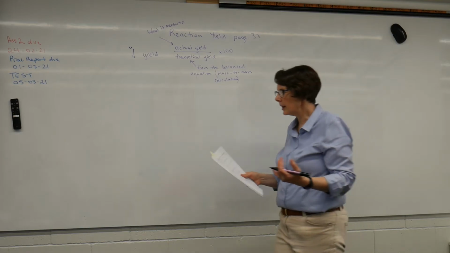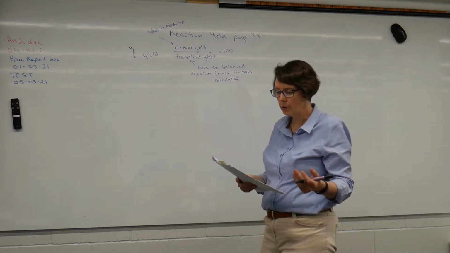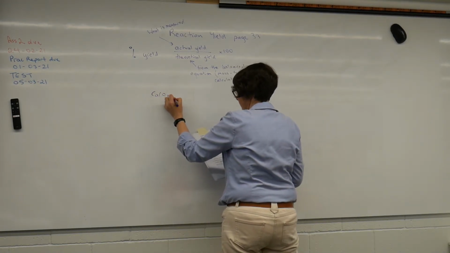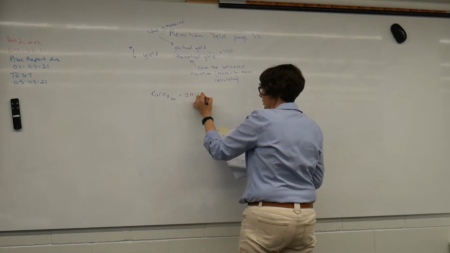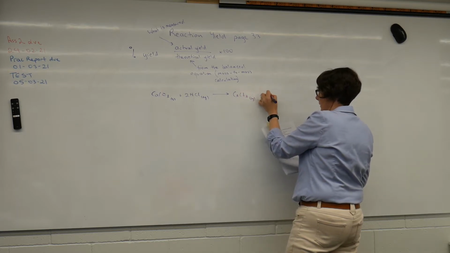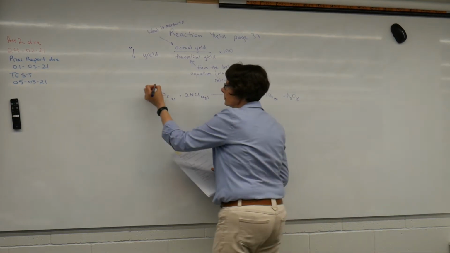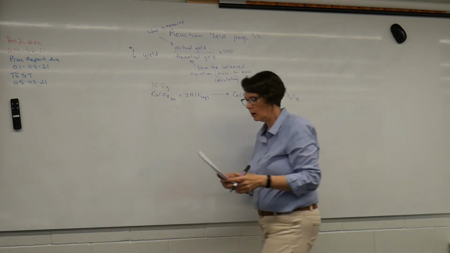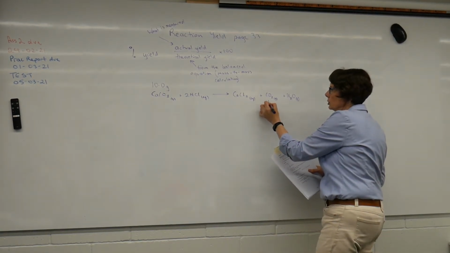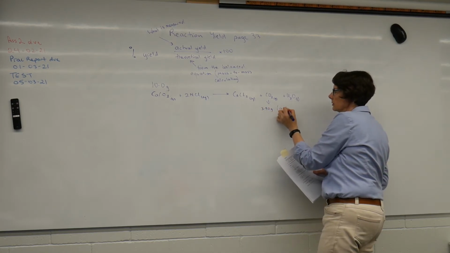We've got 10 grams of calcium carbonate reacted with excess hydrochloric acid, and we produce 3.9 grams of carbon dioxide. We're given the equation, so we don't need to worry about that. 10 grams of calcium carbonate, so that's what we started with, and we've produced 3.9 grams. So this is my actual yield.